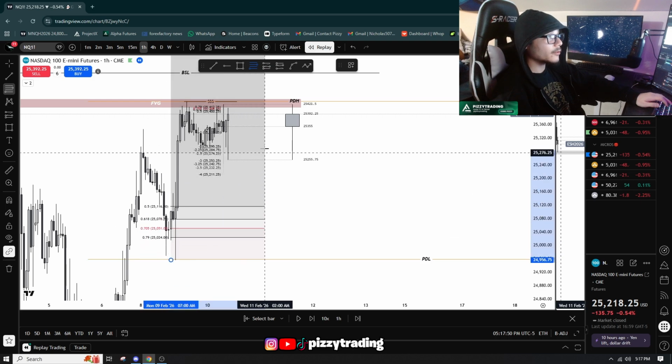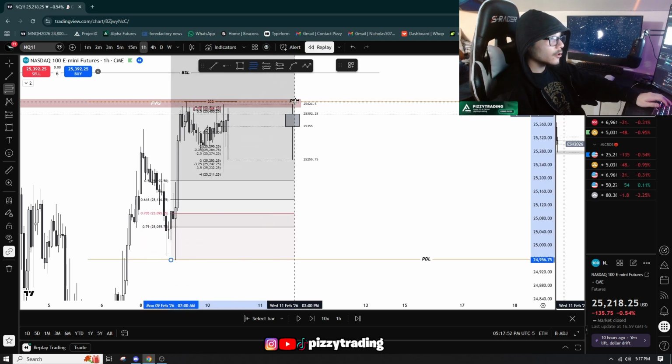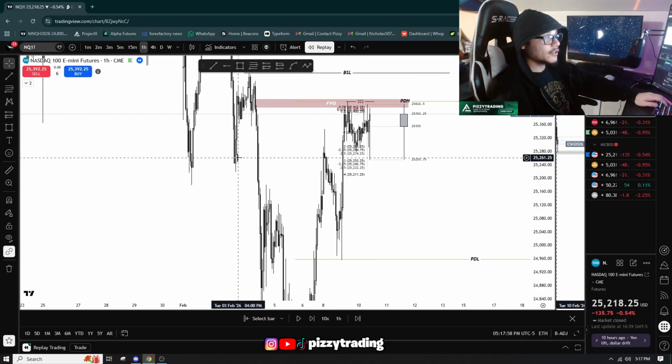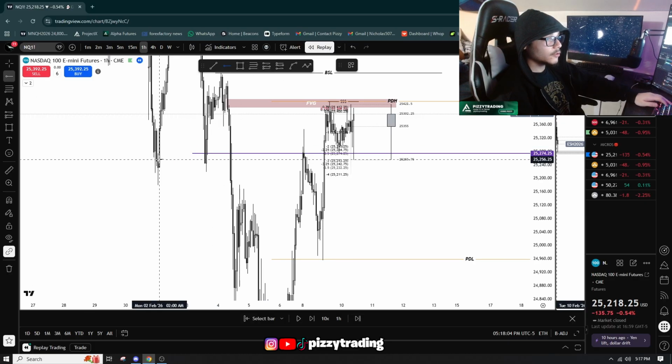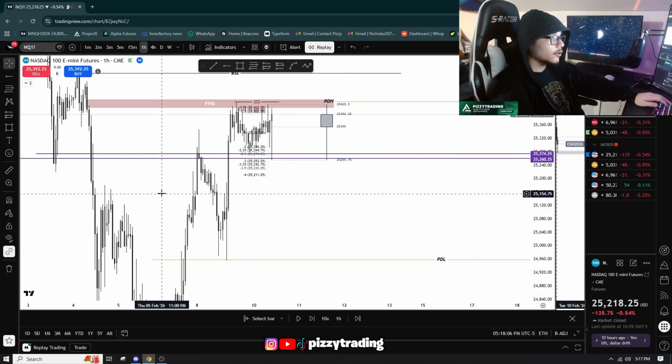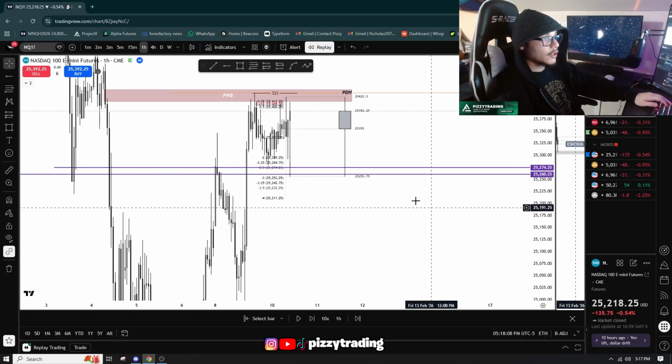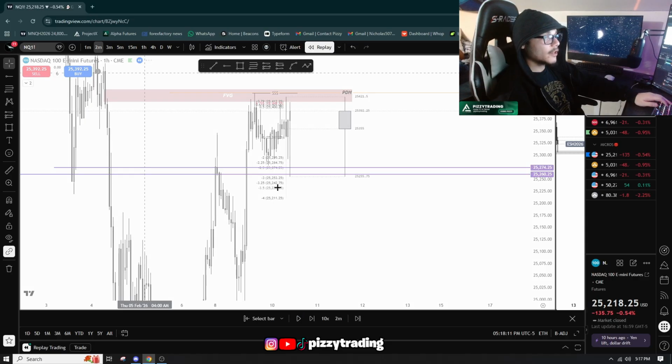We'll take this hourly up here. We still have not even come into equilibrium of this range. So we need price to at least come back down into some key levels here. So we can mark out a key level here, even another one around here. And yeah, we need to see price come into some major key levels here.